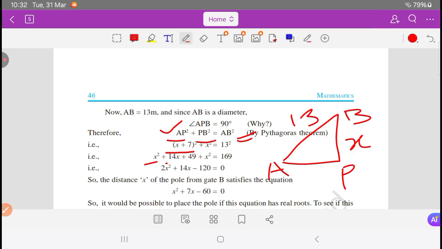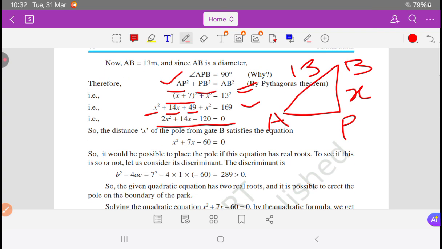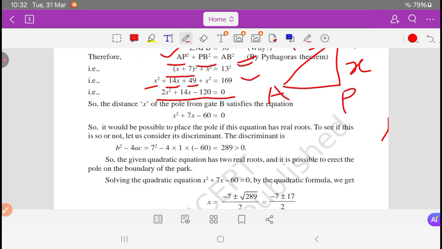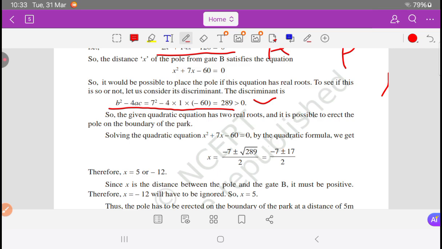So x square plus 14x plus 49 plus x square equals 169. This is 2x square plus 14x minus 120 equals 0. Now check whether this equation has any solution. So better to check b square minus 4ac first. It is more than 0. That means this equation has two real roots.